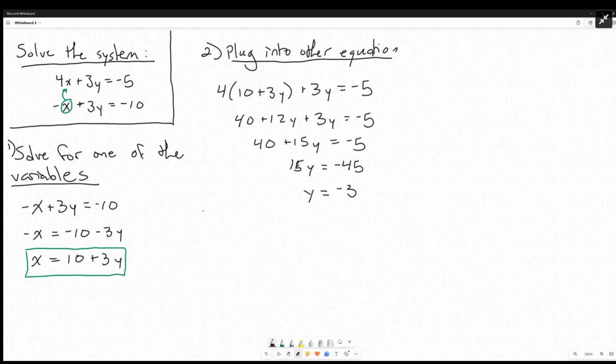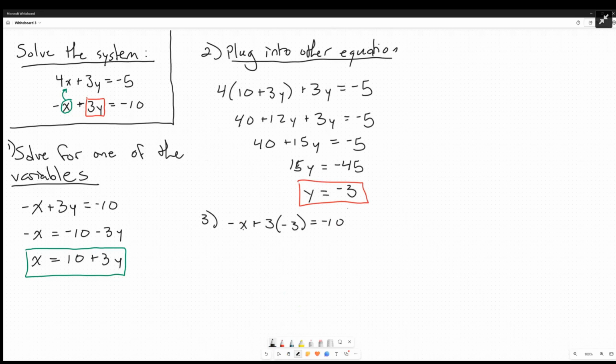Now, step three, the last step, is: well, now we know one of the variables, so we just need to plug this into one of the equations. It doesn't really matter which one. We will take this value and let's do the second equation. We will plug it in there specifically for y. Okay, so we have minus x plus 3 times our y value, which is -3, equals -10.